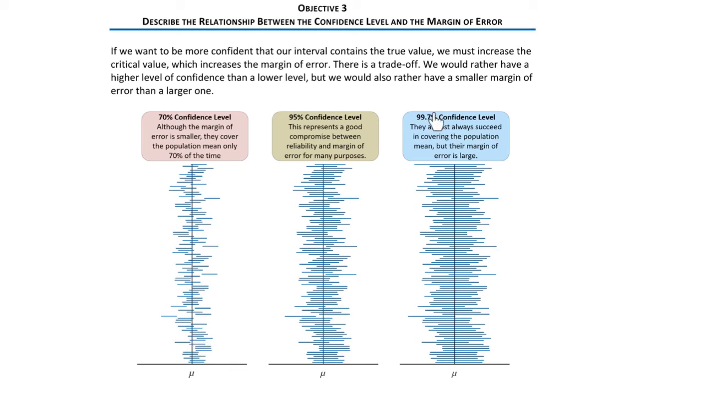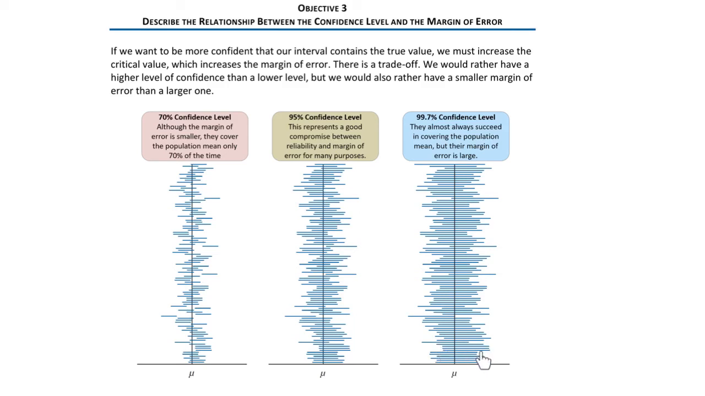The rightmost figure has 99.7% confidence intervals. These intervals are very reliable, but they are wider due to larger margin of error, so they do not convey as much information. In the leftmost diagram, the margin of error is small, but they cover the population mean only 70% of the time. So this low success rate makes the 70% confidence level unacceptable for practical purposes.